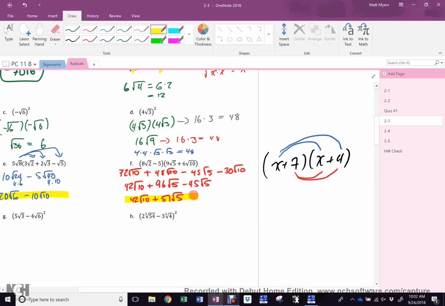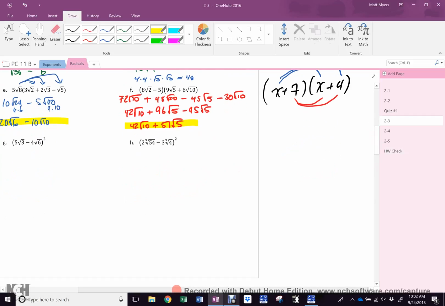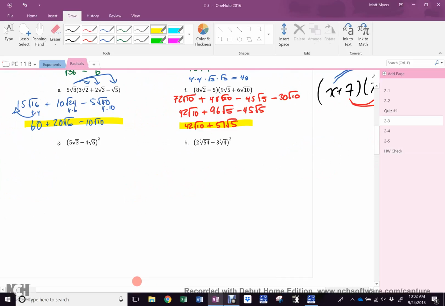Is everybody good? Nothing new here, yes? Absolutely nothing new. What is G? It's the same. Some of you are going to do this. Some of you are going to tell me it's 5 root 3 squared minus 4 root 6 squared. Is it? No, it isn't. Why?